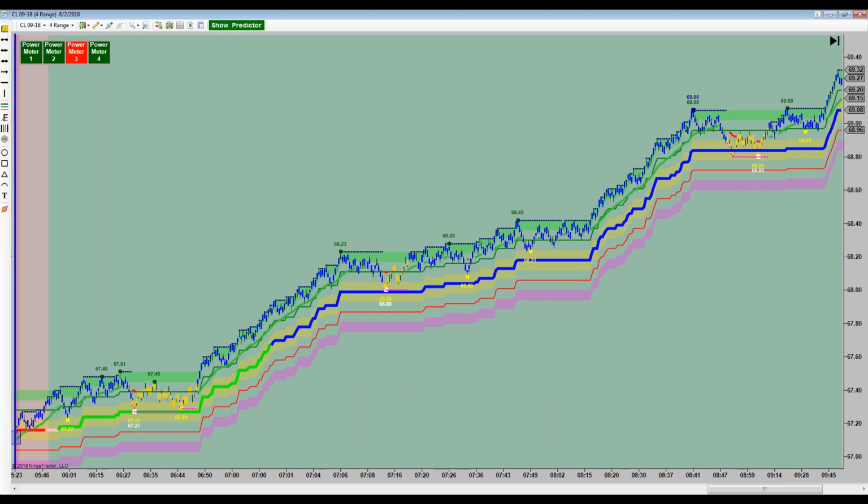3 seconds left. Counting long trades. Running out of time. 2 seconds. How many do you see? If you got this chart tomorrow and you start trading crude tomorrow morning, what would you do? 1 second. Get your number in.